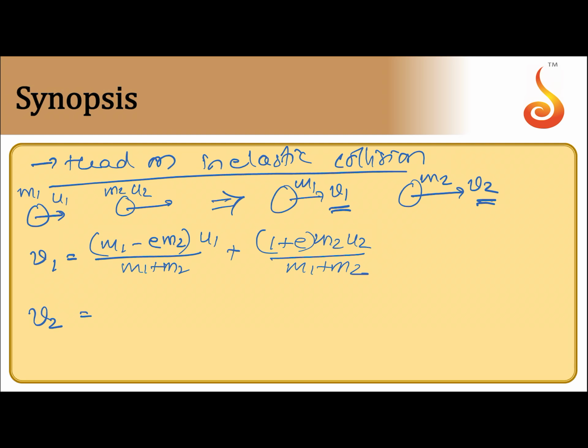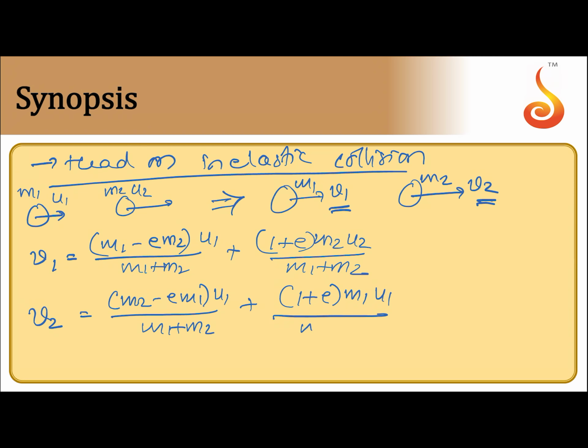Final velocity of the second particle is (M2 minus E M1) into U2 divided by (M1 plus M2) plus (1 plus E) into M1 into U1 divided by (M1 plus M2). So, these are the post collision velocities considering the inelastic collision. Remember these values. These equations are not so easy to remember, so you have to write them a couple of times and then get the answer.